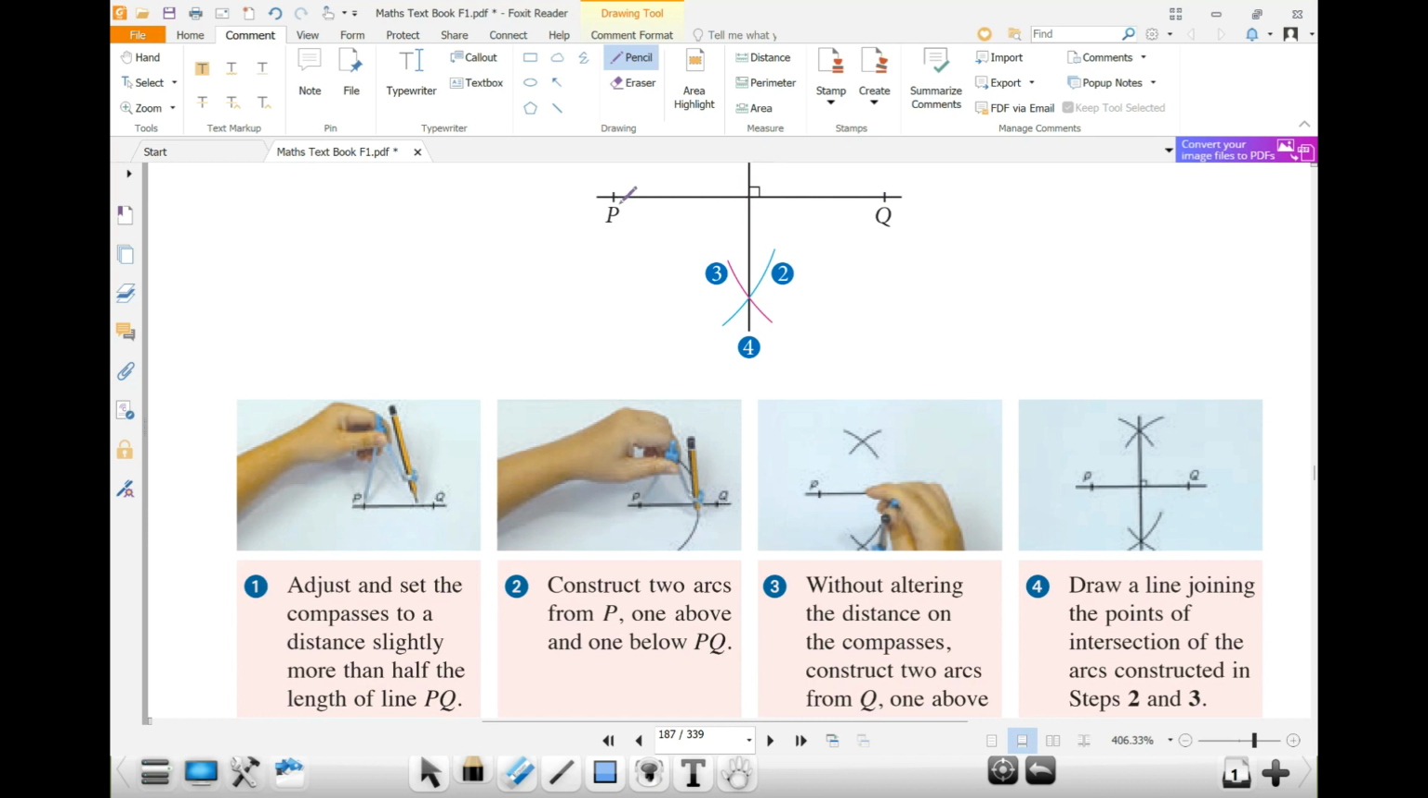And then you construct two arcs from point P. From point P here, construct two arcs, one at the bottom and one above. After that, you move to Q. Same thing, without changing the distance of the compasses, you draw another two arcs. After that, you join them up. So let us try together here in the Clever Maths.